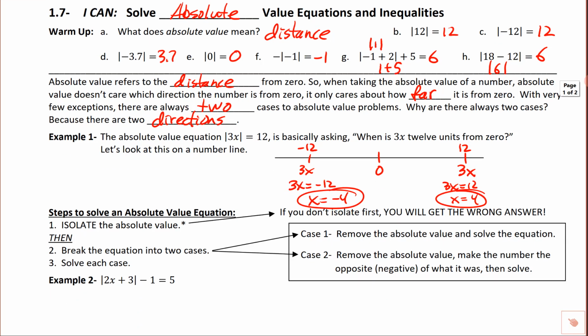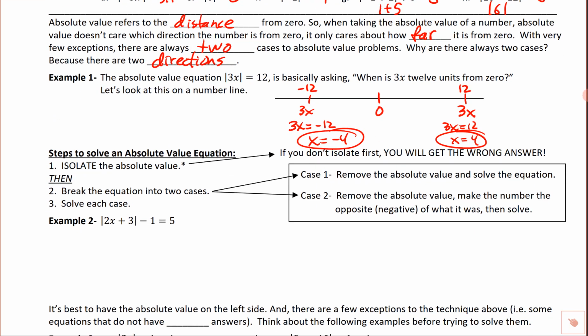So in order to solve an absolute value equation, there are a couple things that we need to do. The first thing we need to do is isolate the absolute value. If you do not isolate the absolute value first, you're going to get the wrong answer, nearly every single time. So you want to make sure you're careful with that. You want to make sure that you isolate the absolute value first.